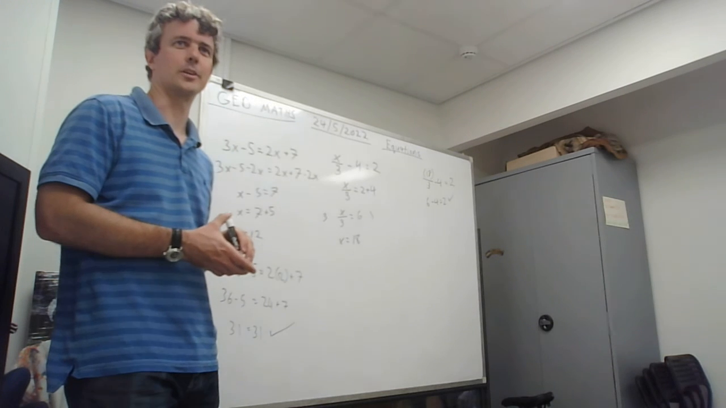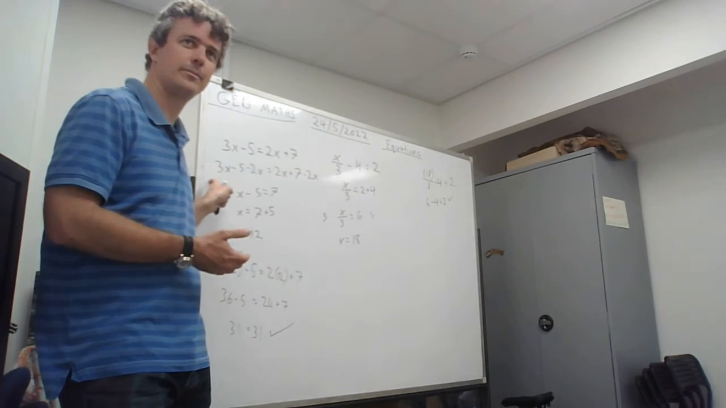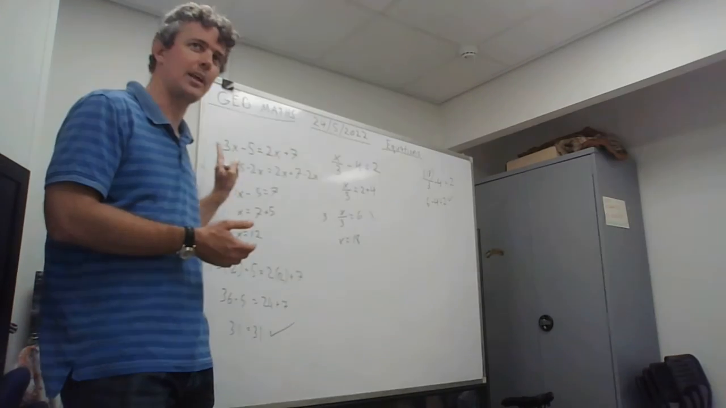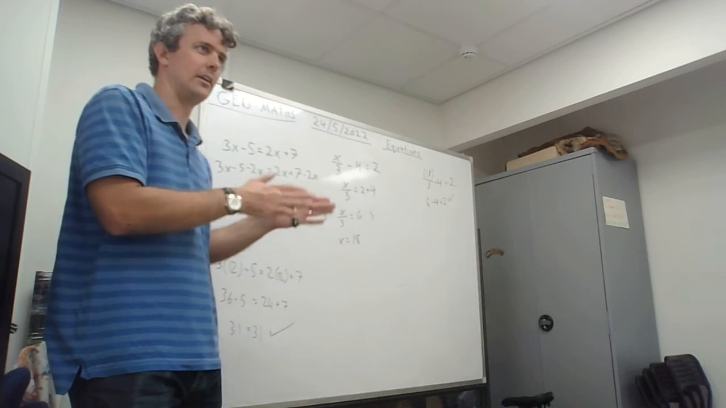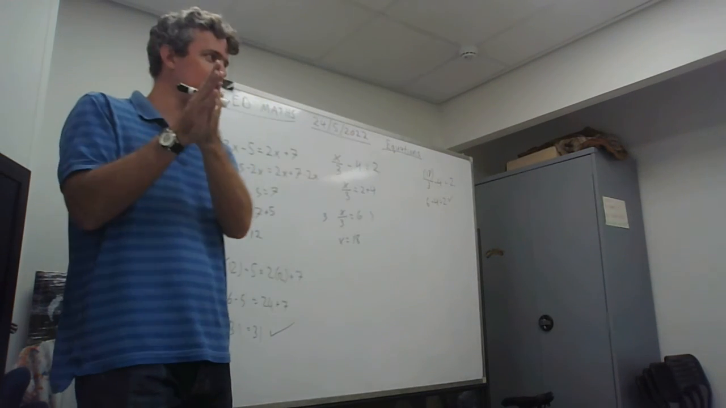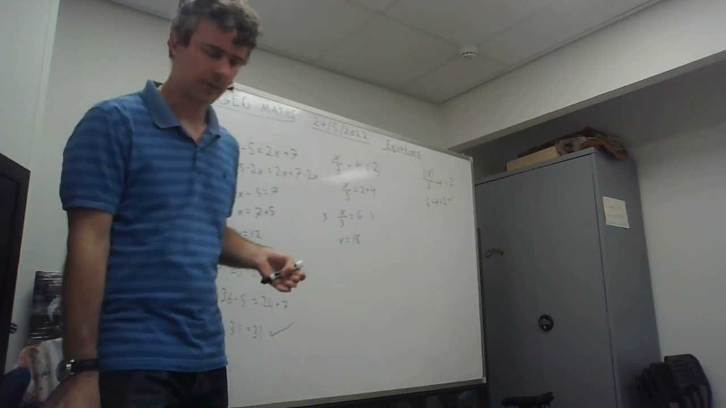You can check your own work. You see that? Basically, it's the same principles all the time. Whatever you do to one side, you do to the other side. And you need to get x terms on one side by themselves, and everything else on the other side, and then you divide by whatever constant.